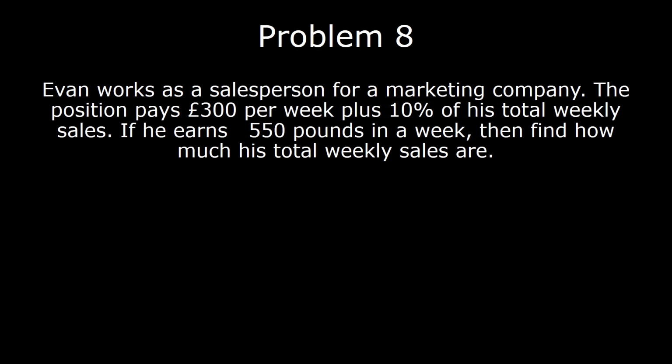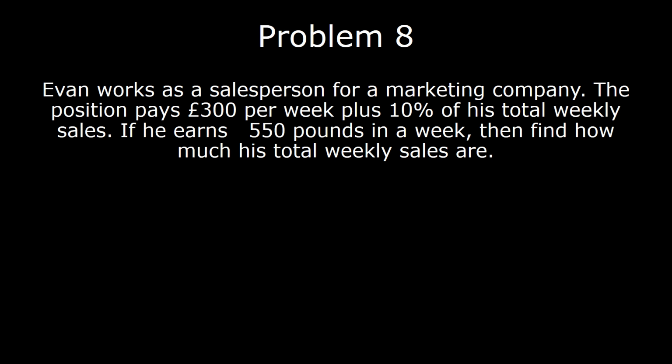Now 10% can be rewritten on the LHS as 10 upon 100, and 10 upon 100 can be reduced by cancelling out the common factor of 10 as 1 upon 10. So we now have the equation changing from 10% of total weekly sales to 1 upon 10 whole multiplied by total weekly sales equals 250. Now transposing 10 from the LHS denominator to the RHS numerator, the equation changes to 1 into total weekly sales equals 250 into 10.